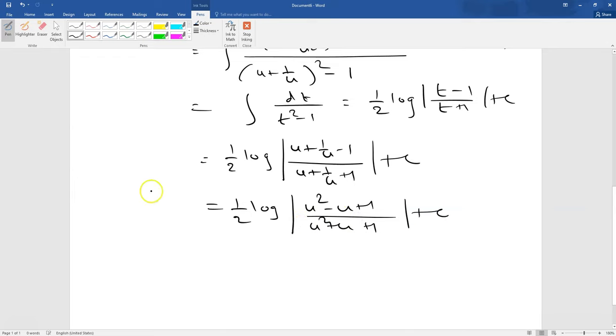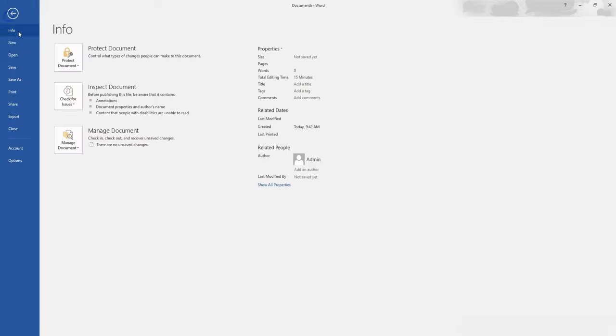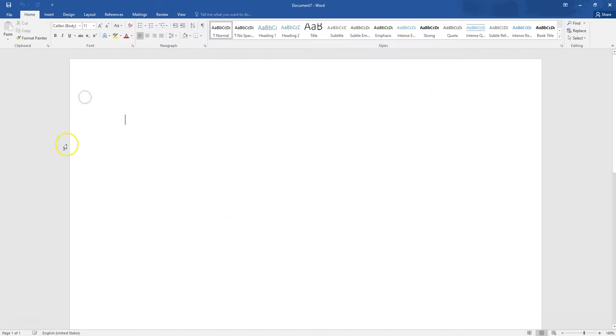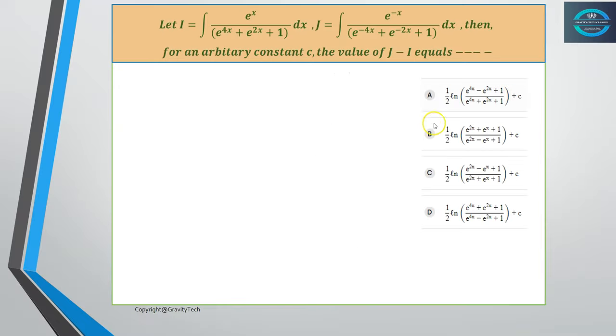Now what is u? U is e raised to x. So that is going to be 1 half log of (e raised to 2x minus e raised to x plus 1) upon (e raised to 2x plus e raised to x plus 1) plus c. So this is going to be your answer. Easy. You just need to solve it step by step and you can easily get it. The only thing is that you need more practice. You need to be thorough with your formulas, right?